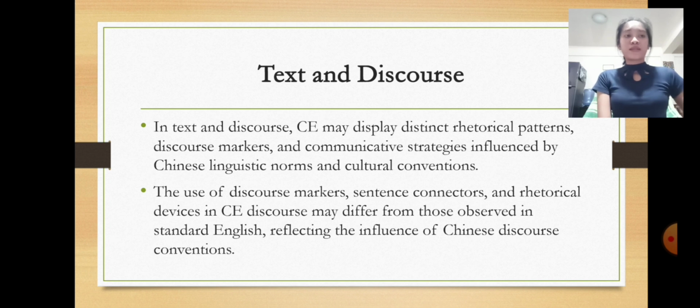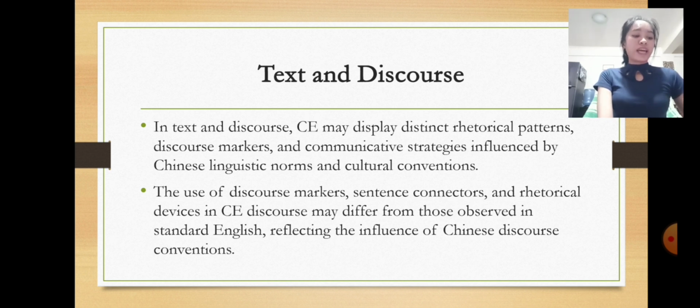So let's start to discuss text and discourse. In text and discourse, Chinese English may display distinct rhetorical patterns, discourse markers, and communicative strategies influenced by Chinese linguistic norms and cultural conventions. The use of discourse markers, sentence connectors, and rhetorical devices in Chinese English discourse may differ from those observed in standard English, reflecting the influence of Chinese discourse conventions.